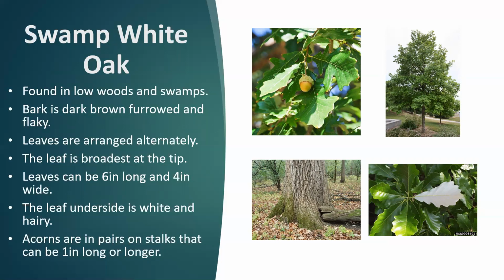And what that white actually is, is what a lot of people call pubescence. So it's basically hair-like projections on the underside of the leaf. And that creates that white texture. You can actually use your fingernail to scratch it off. So if you happen to see a leaf that's got that white underside and looks like an oak, that is going to be the swamp white oak.